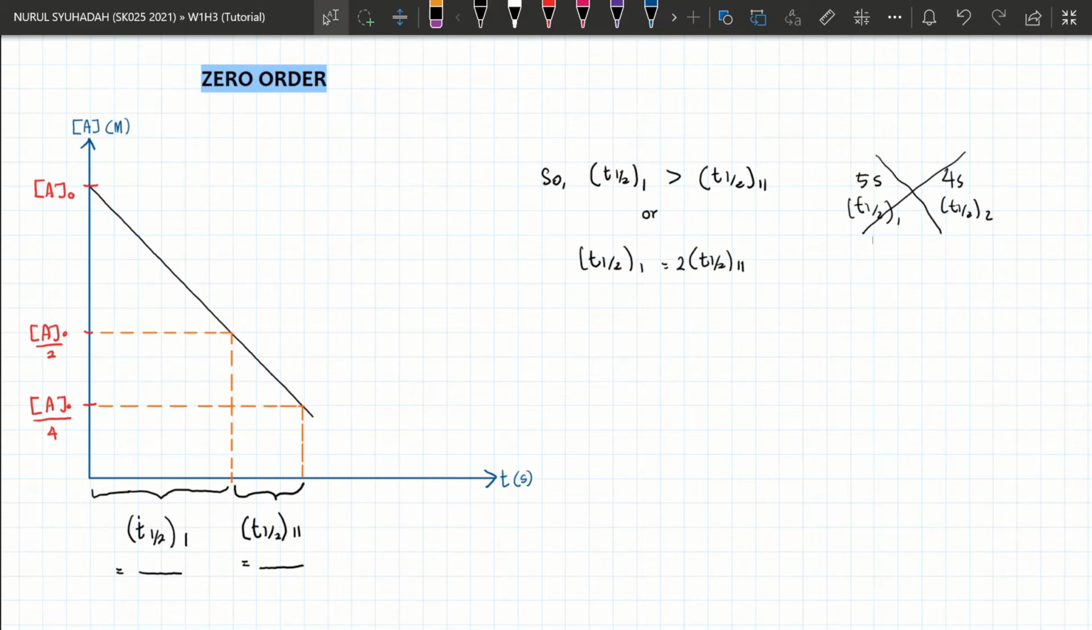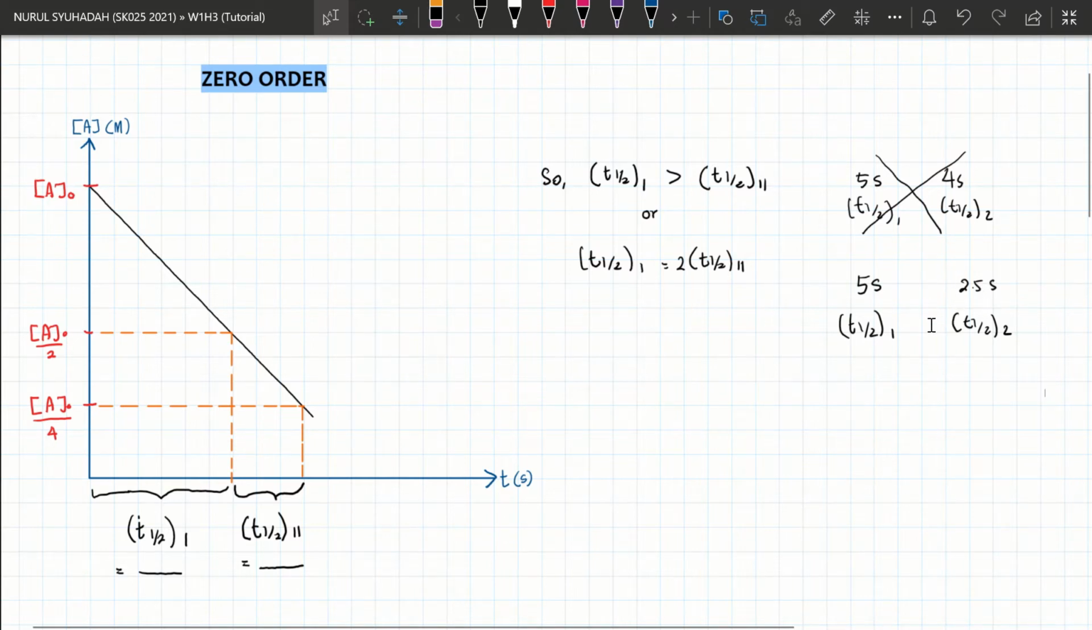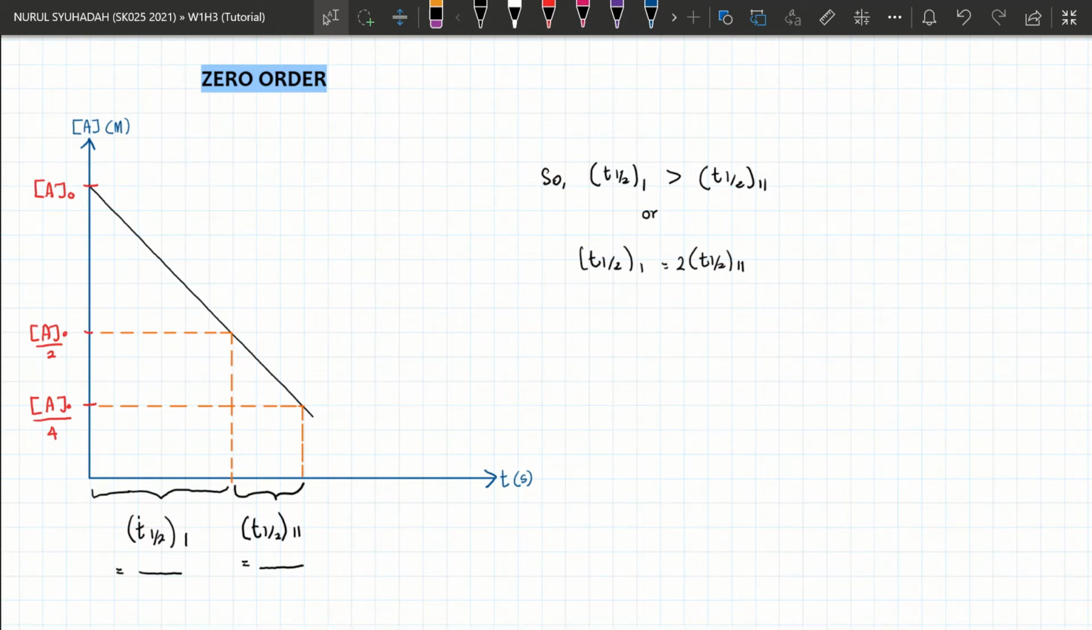Meaning, if let's say my first half-life, T half 1, is 5 seconds, and my second half-life, T half 2, is 2.5 seconds. So if you look here, the second half-life is smaller than the first half-life, and the value of the first half-life is twice the value of the second half-life. So only with information like this, we consider the graph to give us a zero order reaction.